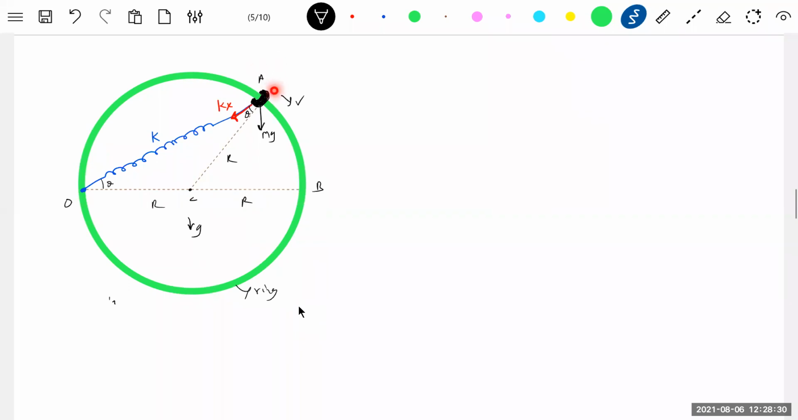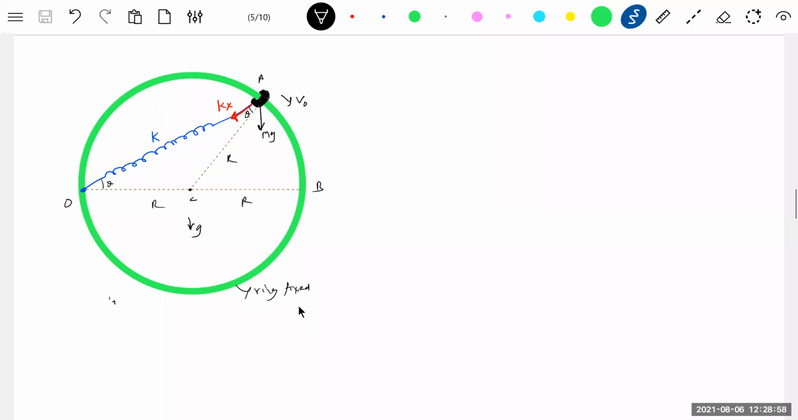There is a ring A. Some velocity is imparted to the ring A. So sorry, bead A. This ring is fixed. I will impart some velocity. How your normal contact will be there, it all depends upon the spring force. Now the spring is elongated here, so it will try to pull the ring towards the center.